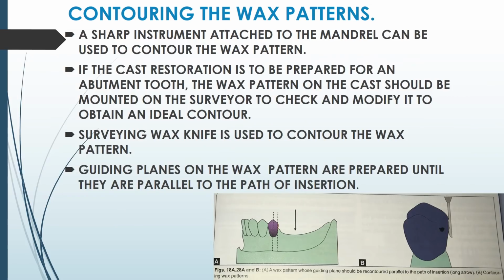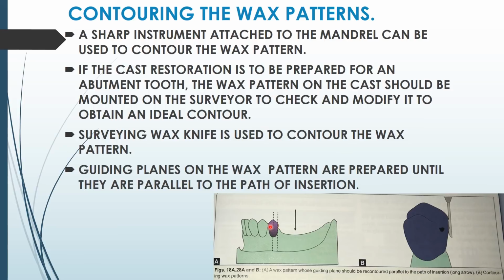Other uses: it helps to contour the wax pattern. A sharp instrument is attached to the mandrel and can be used to contour the wax pattern. If the cast restoration is to be prepared for an abutment tooth, the wax pattern of the cast should be mounted on the surveyor to check and modify it to obtain an ideal contour. This is a wax pattern, and a sharp instrument is used to contour it.